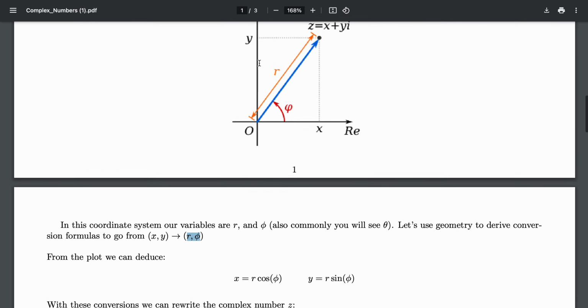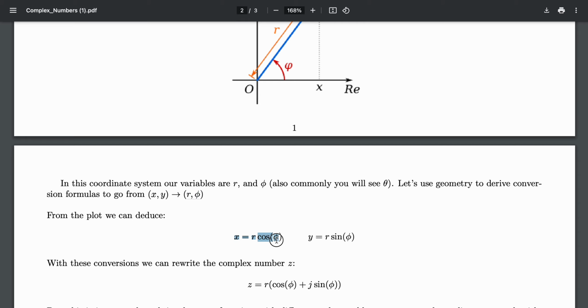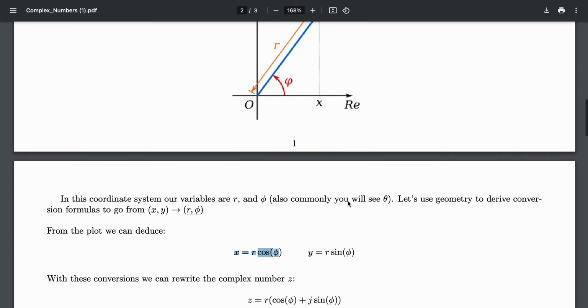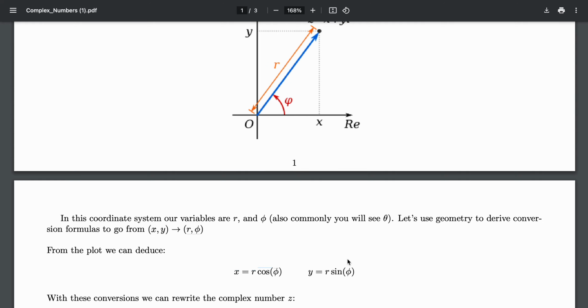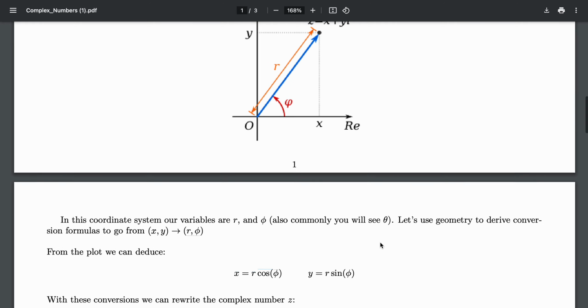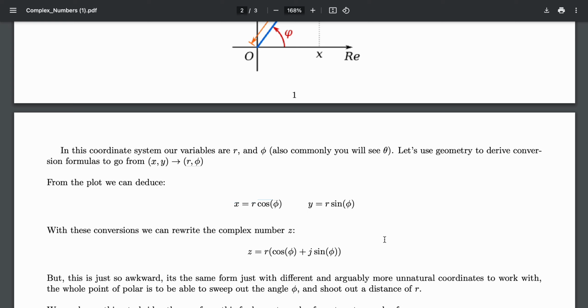And it's not too difficult to see that these two relationships are true. So the x coordinate is equal to r cos phi, and the y coordinate is equal to r sine phi. Cool. So we found relationships between x, y, and r and phi. So now we can rewrite our complex number with these new ideas in mind, right?